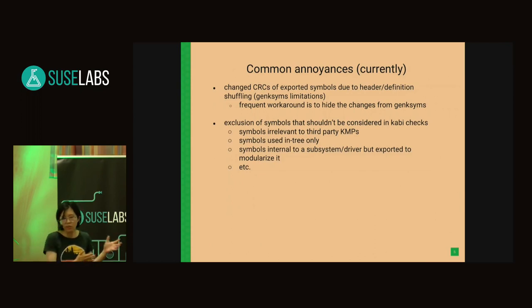There are also symbols that are internal to a subsystem or internal to a driver, but exported in order to modularize that subsystem, and those also shouldn't be considered under KABI checks. I think some distributions, like Red Hat, for example, provide a KABI whitelist of symbols, a list of the symbols that they will guarantee KABI stability on. But correct me if I'm wrong, I don't think that's the case for us. We kind of blanketly say we will support all exported symbols, and then on a case by case basis exclude symbols from the KABI checks.